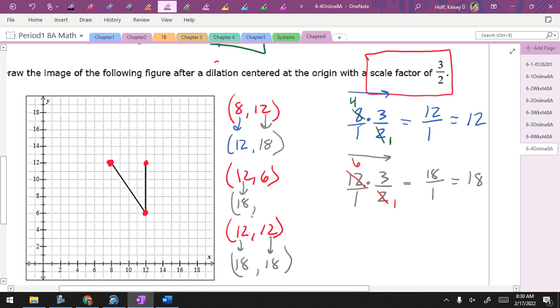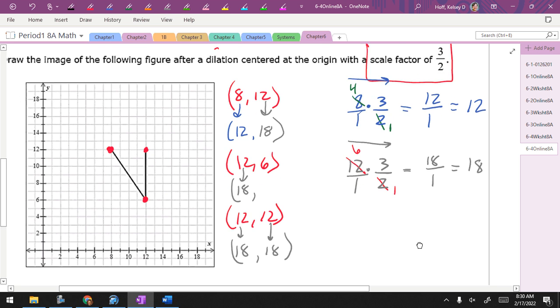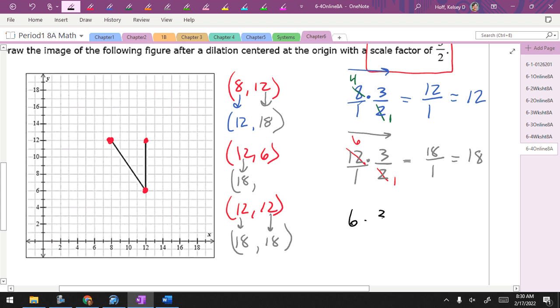What number do I have to multiply now? 6. 6 times 3 over 2. 6 goes over 1. 2 and 6. 2 becomes a 1. 6 becomes a 3. 3 times 3, 9 over 1, which is 9. So my 6 became a 9.